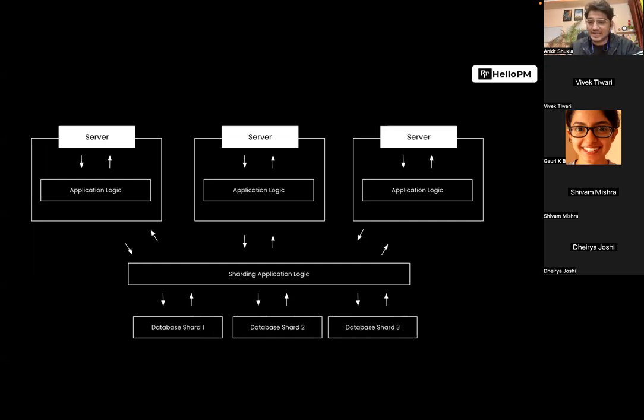Okay, now there has to be a logic, a layer which will say that if any server says that I want this data, it will help the application layer find that if you're looking for row number 400 million, then this is the shard that you should go to, and this is the shard that you should not go to. That logic is actually contained in the sharding application logic.